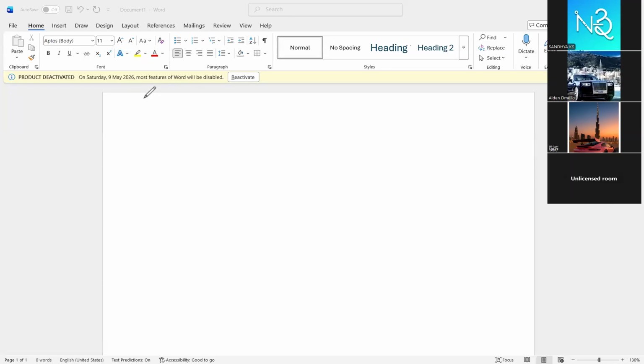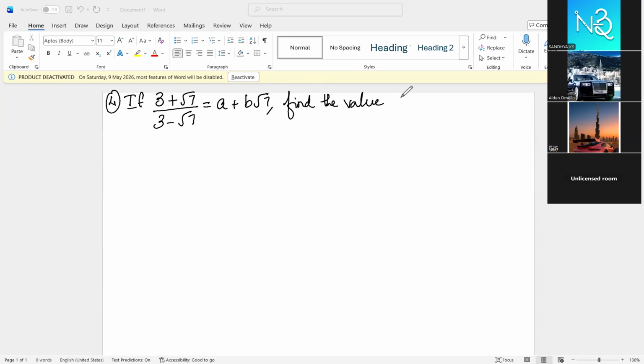Okay, so here also it is the rationalizing the denominator concept only, but listen, everyone, how the question is going to be is: if (3 plus root 7) divided by (3 minus root 7) equals a plus b root 7, find the value of a and b. This is another concept that comes in rationalizing the denominator. So look, it's the same thing only.